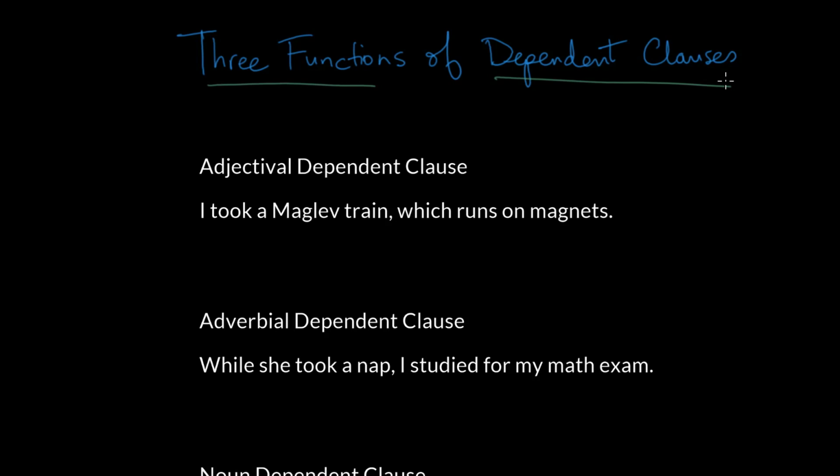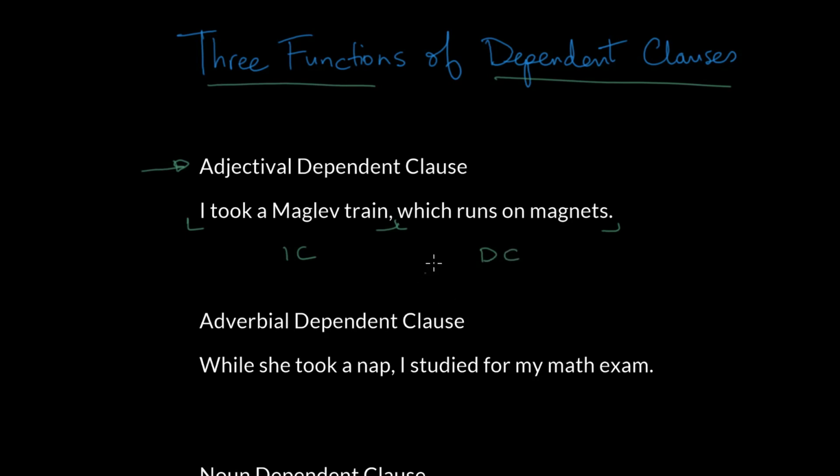The first type of function is adjectival. Okay, we know that an adjective usually modifies a noun, and in this case, the dependent clause is also going to modify a noun in the main clause. Before we get there, let's just take this apart a little bit. So we have, I took a maglev train. That's our independent clause. And then the second part, which runs on magnets, is our dependent clause.